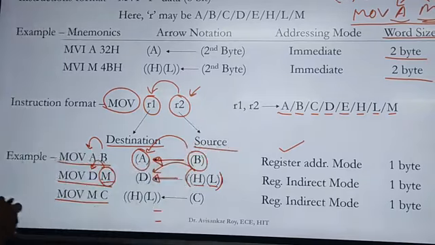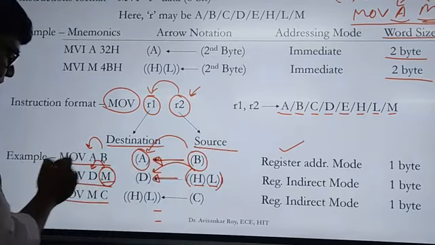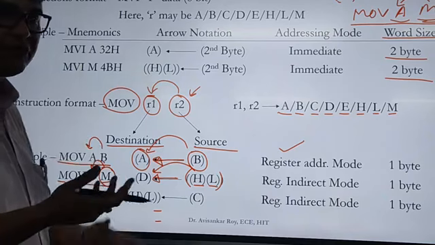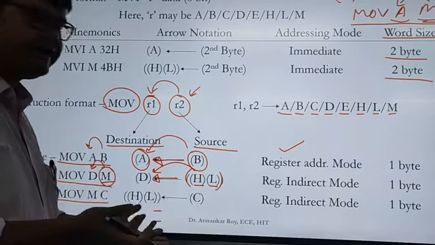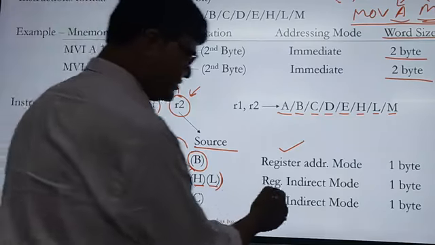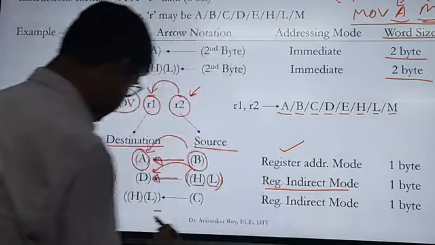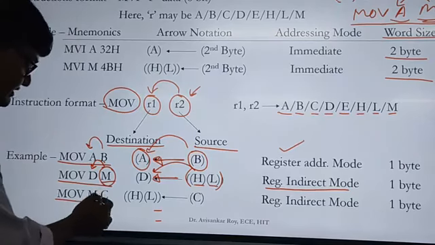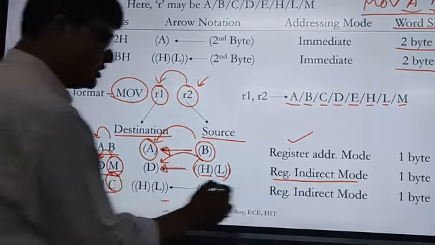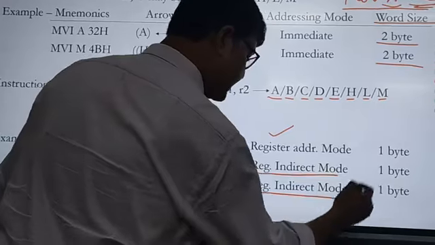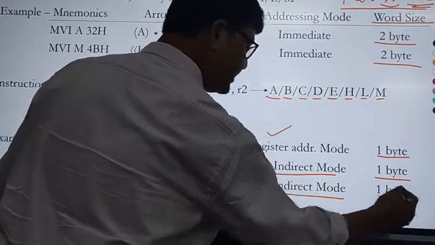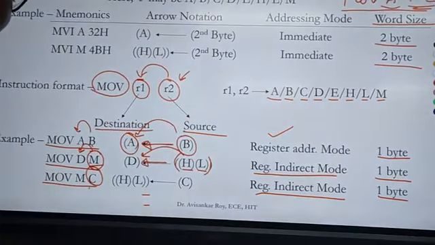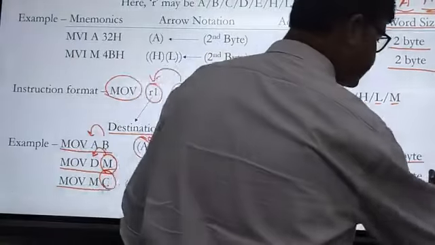So this is a register addressing mode. And MOV D, M: here we find the content from memory locations, but those locations are defined by M, so definitely it is the register indirect addressing mode. And the last one, where the data comes from C, also belongs to the register indirect addressing mode. All of them are 1-byte instructions. So we can go to the next slide then.